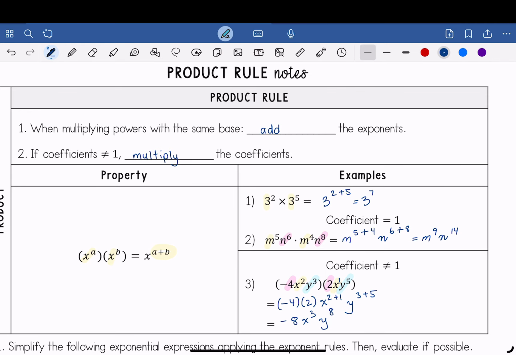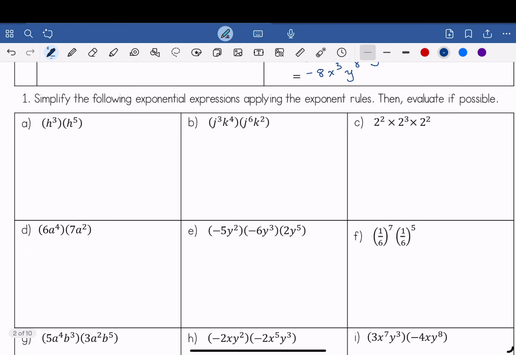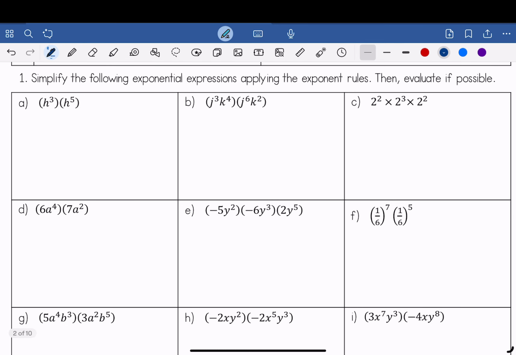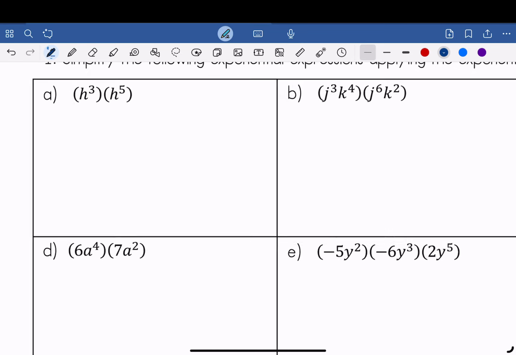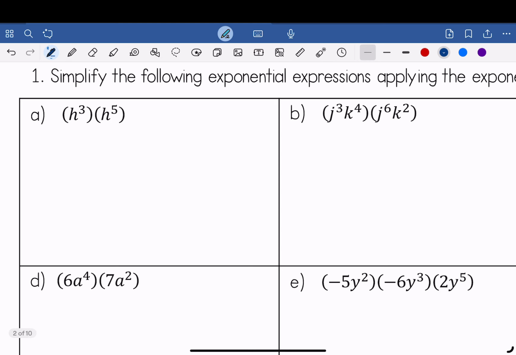Now we're going to look at some examples. So question 1 asks, simplify the following exponential expressions applying the exponent rules. Then evaluate if possible. So for question number 1, I'm going to zoom in a bit. We have the same base, h and h, so we just have to add the exponents. So it is equal to h, 3 plus 5, which is equal to h to the power of 8.